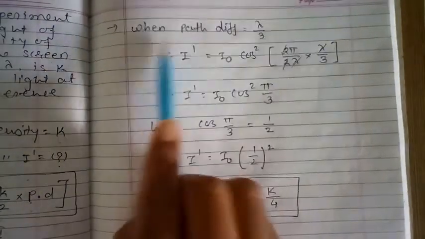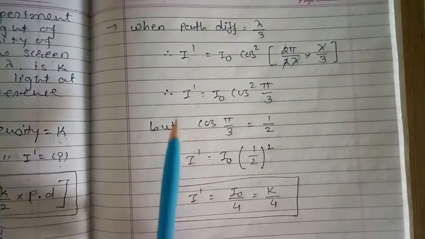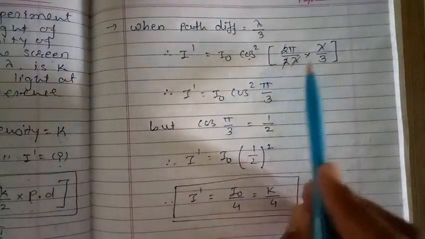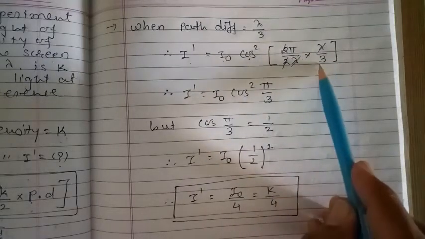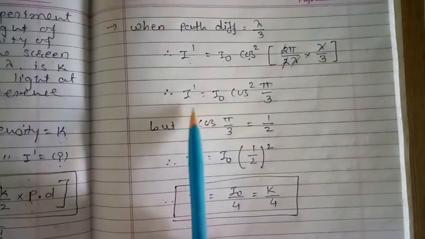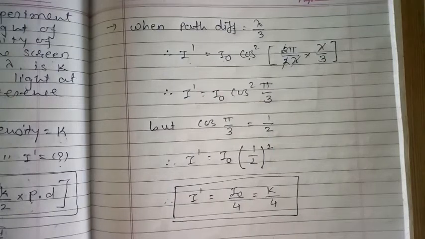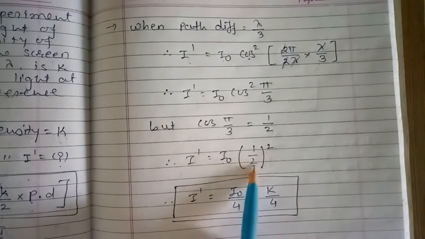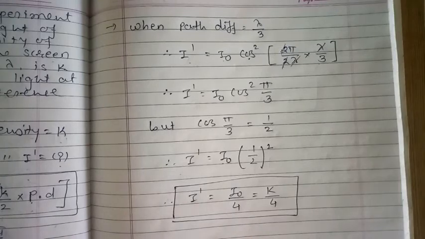Again, when the path difference is lambda by 3, we know the formula of intensity: I is equal to I0 cos square of (k by 2 into path difference). So I dash is equal to I0 cos square of (2 pi by lambda by 2) into the path difference lambda by 3, so here 2 and lambda cancel. So I dash is equal to I0 cos square pi by 3. We know that cos pi by 3, cos 60, is 1 by 2. So I dash is equal to I0 times 1 by 2 whole square, so I dash is equal to I0 by 4, or we can say k by 4.